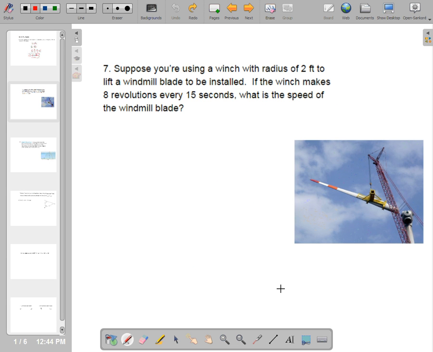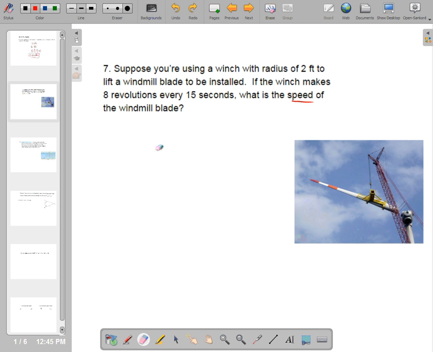The second one, suppose you're using a winch with a radius of 2 to lift a windmill blade to be installed, which makes 8 revolutions. Okay, so we're talking about a speed in this problem. And it's important you recognize that this is a linear speed. This winch is pulling this rope, this windmill, up. So this rope is going up. That's a linear speed that's moving along the outside of this winch.